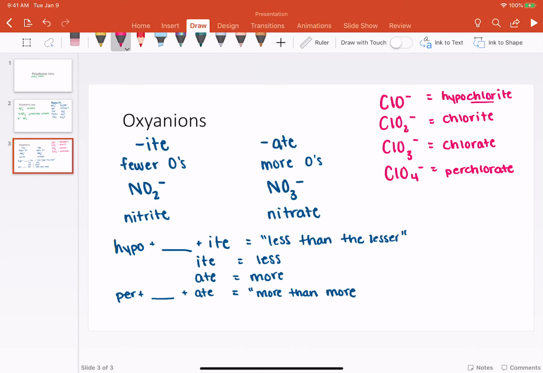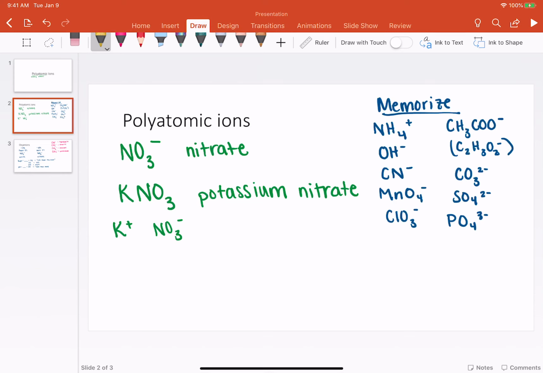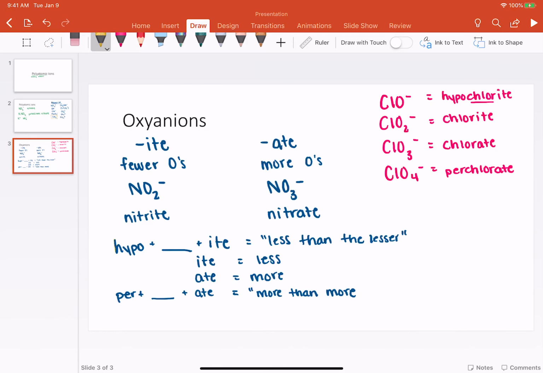So it's really helpful whenever you have a series of oxyanions that you know the name of at least one of them. So you'll probably notice if we go back to our little chart here, I'm asking you that you memorize this one here. And does that look familiar? It should. That is our chlorate. So notice that if you know chlorate, then you can also figure out all of these three because you can compare the number of oxygen atoms in each oxyanion.